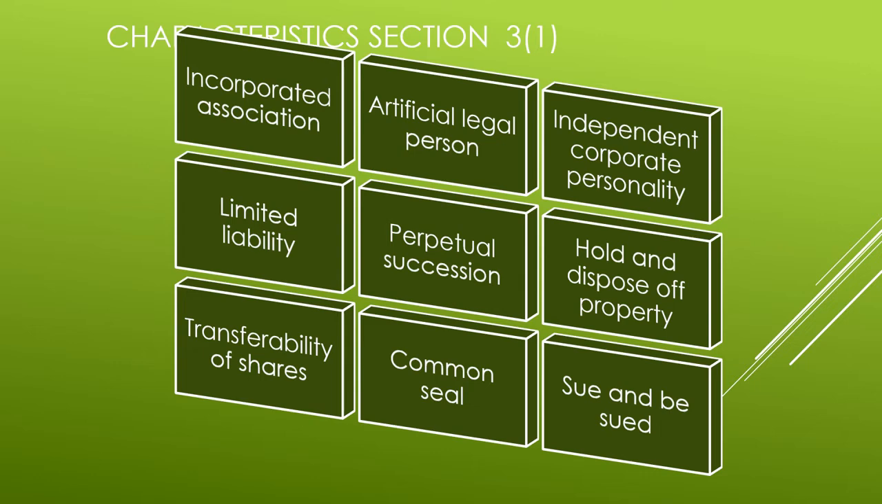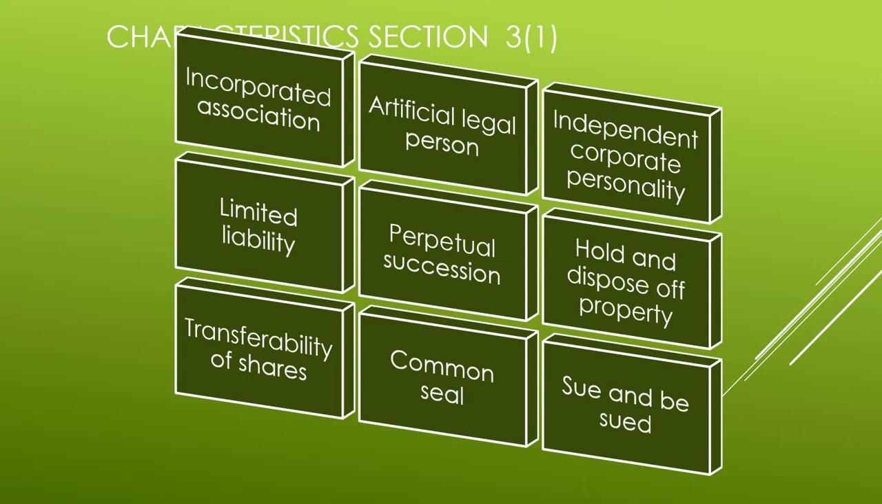A company is an artificial legal person. That means the moment a company comes into existence, it becomes another person. A company has proprietary rights, but a company is not a natural person. And therefore, a company has an independent corporate personality. What do you mean by that? A company is different from its members, its promoters, and its directors. The moment it comes into existence, it becomes a third party, totally different from the people who made the company. So a company has an independent and distinct personality of its own.